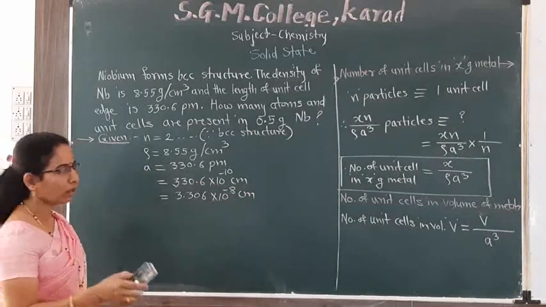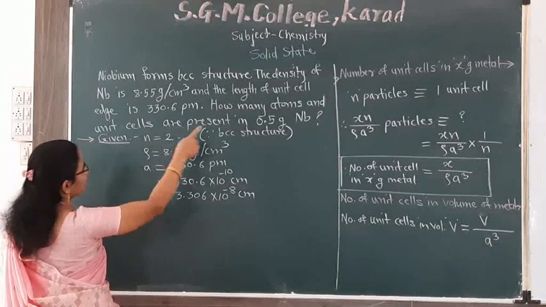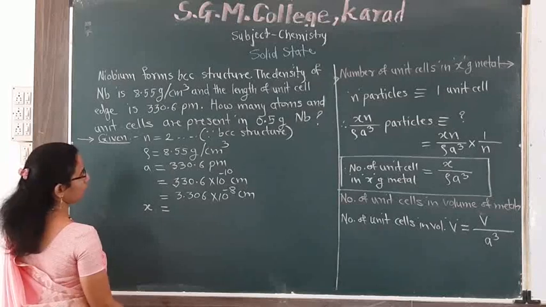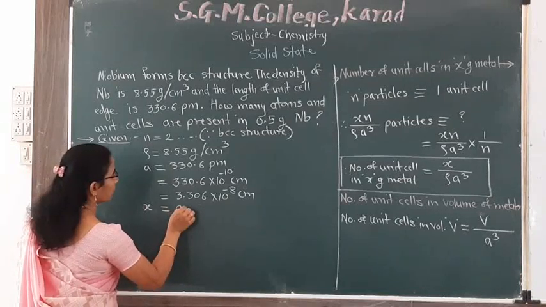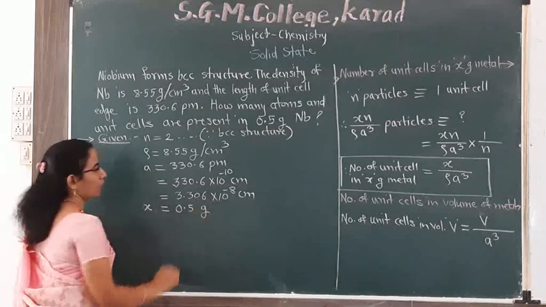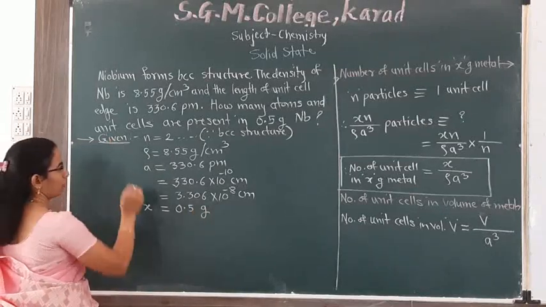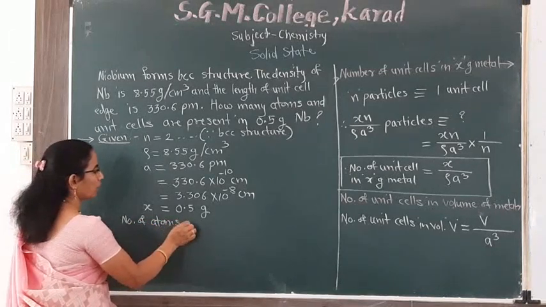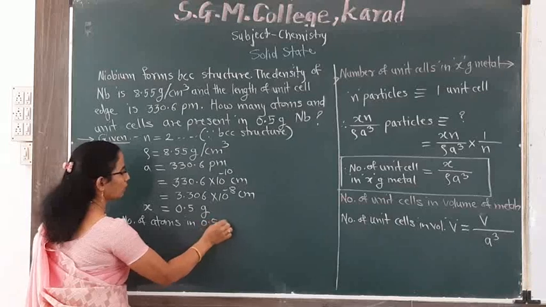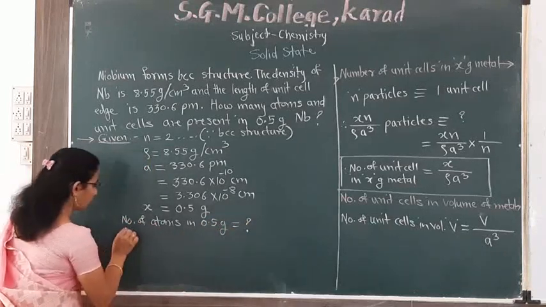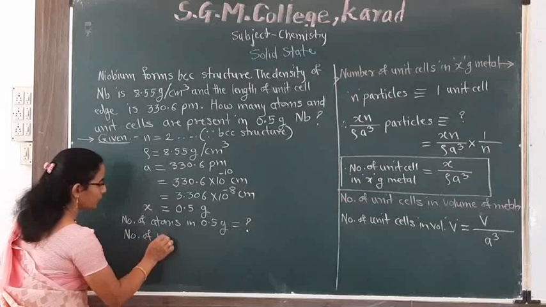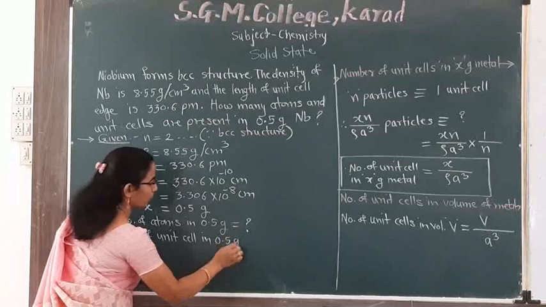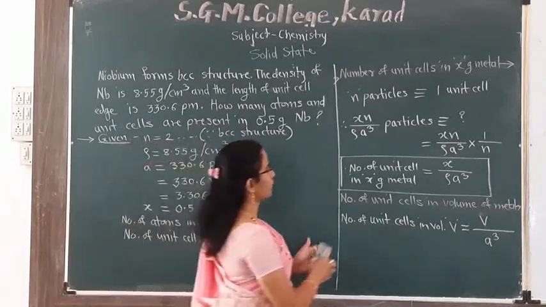Now one more factor is given, that is the mass of that niobium crystal, which is 0.5 gram. And what do you have to find? We have to find the number of atoms in 0.5 gram of niobium and also the number of unit cells in 0.5 gram of niobium. Now we know the relations.